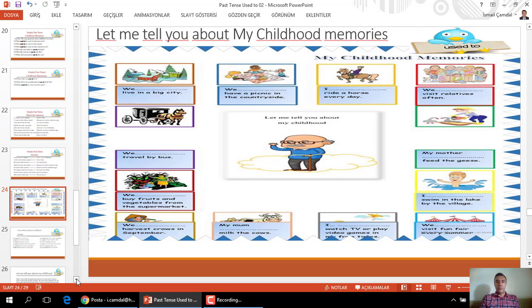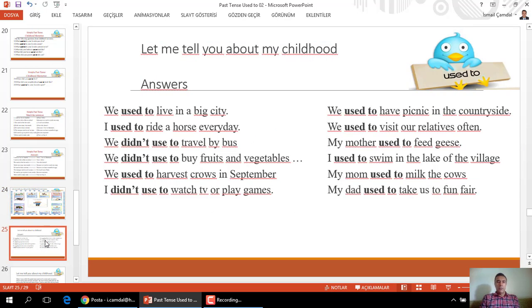Let me tell you about my childhood memories. As you can see in the pictures, there are some blanks to be filled by us. So, the answer: we used to live in a big city. I used to ride a horse every day. We didn't use to travel by bus. We didn't use to buy fruits and vegetables. We used to harvest crops in September. I didn't use to watch TV or play games.